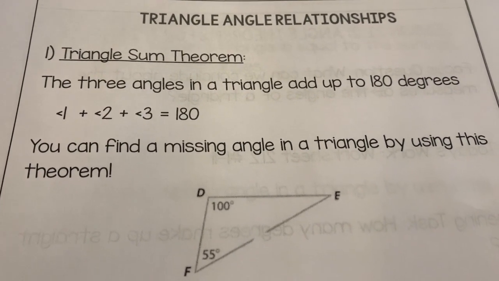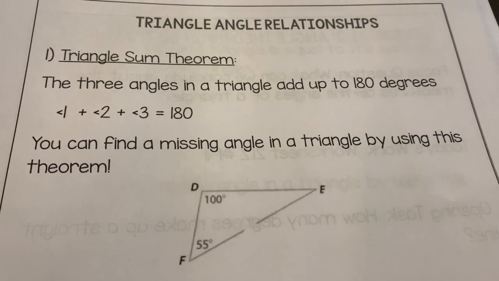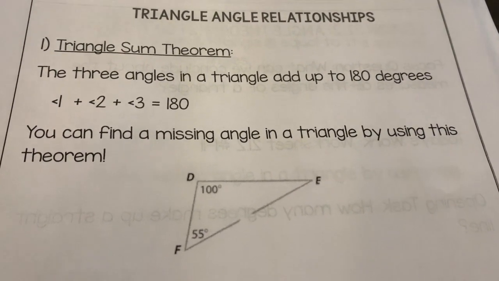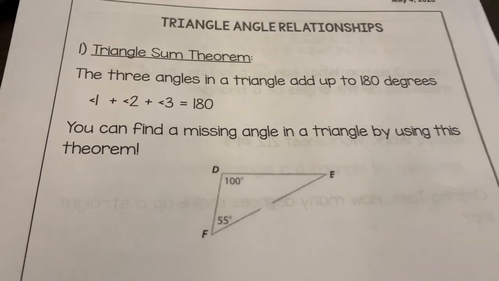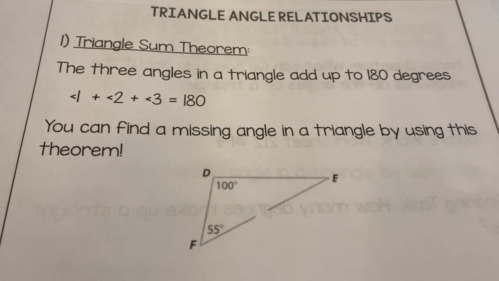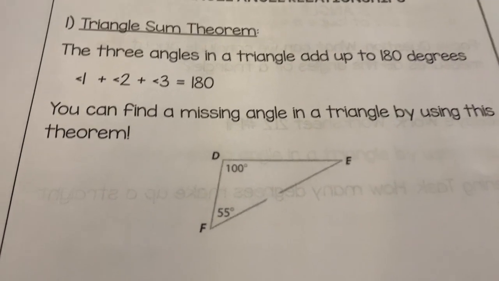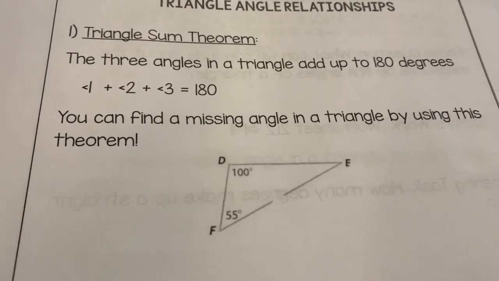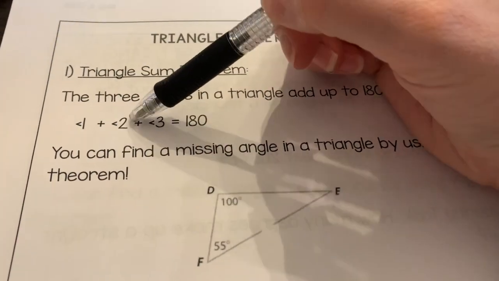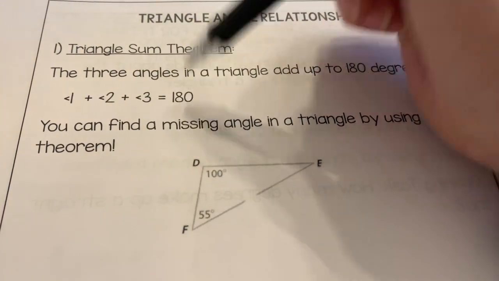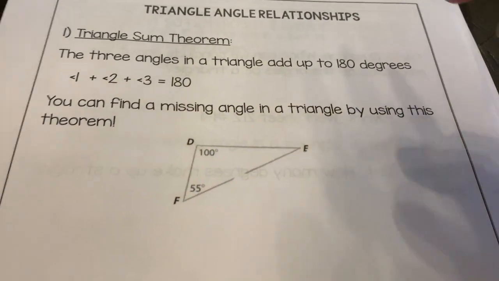The first one is the triangle sum theorem, which a lot of you already know, that the angles in a triangle, all three of them, add up to 180 degrees. It's really helpful to know how many degrees are inside of a triangle, because if we know two of the angles, we can find the third. Written algebraically, angle 1 plus angle 2 plus angle 3 gives us 180. So we can find a missing angle in a triangle using this theorem.